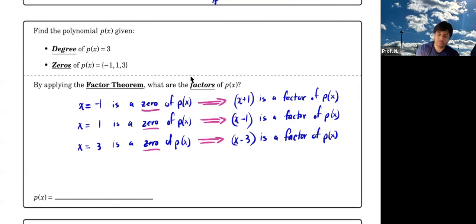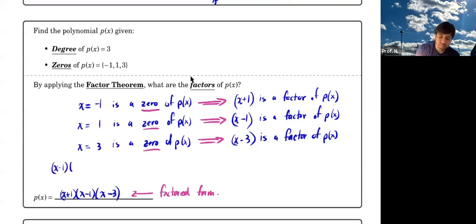So then what would be the polynomial that I'm considering? It will be x plus 1 multiplied by x minus 1 multiplied by x minus 3. Again, this is in factored form. If you want to write it out in the conventional way of highest degree to lowest degree, you would have to expand everything. And you can do that too.